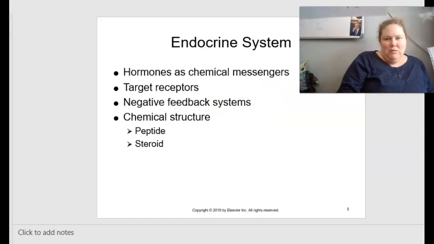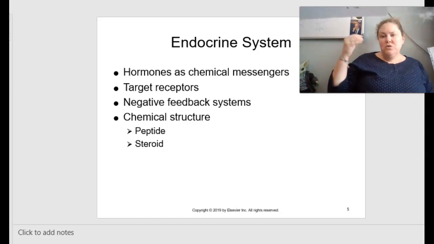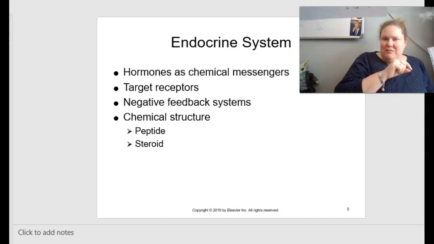So talking about the endocrine system, basically the hormones are going to be acting as chemical messengers. And so what they do is they release this chemical signal, and then that's going to go to a targeted receptor. The receptor is only going to be able to bind to that specific chemical transmitter. And so they're very targeted and very specific.